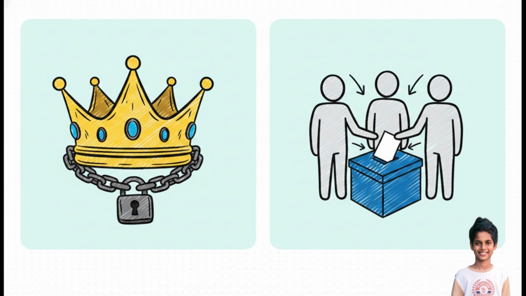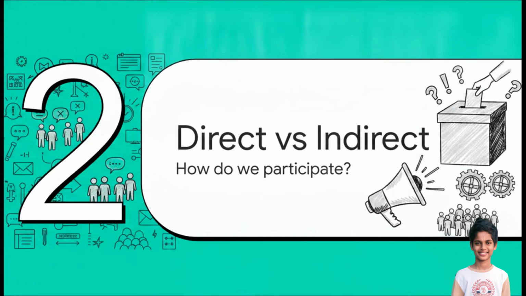Now look at the alternative. Democracy is the exact opposite. It literally stands for people's rule. In a democracy, regular citizens are actively involved in forming the government, either directly or indirectly. The big takeaway for your exam is this exact contrast. Absolute, completely unaccountable power versus the shared, accountable power of the people. Moving right along to Section 2, direct versus indirect democracy. Basically, how do we actually participate?